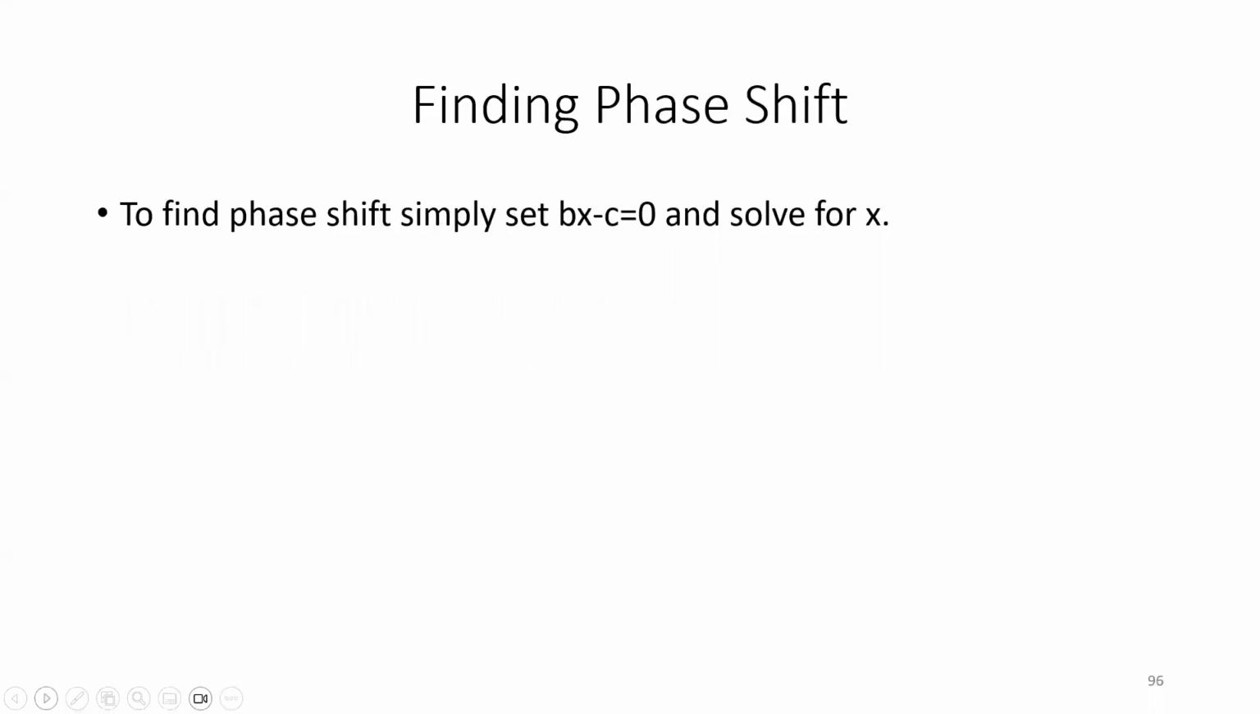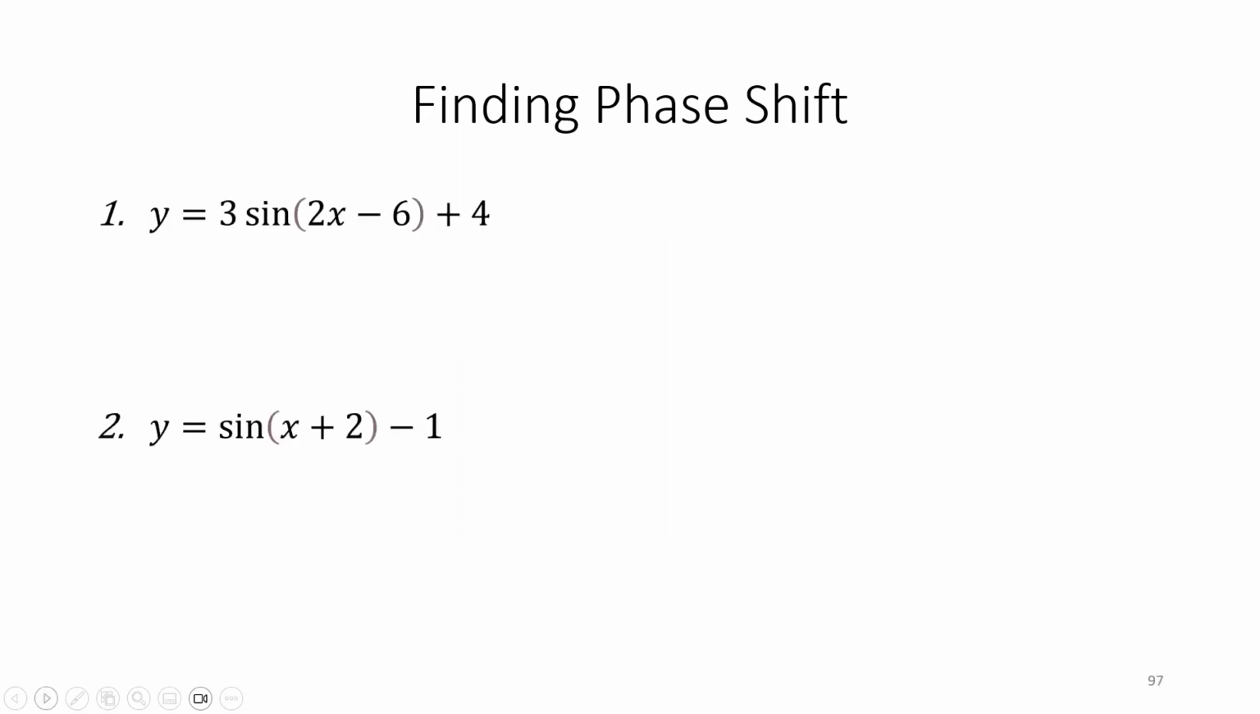Okay, to find the phase shift, you simply set bx minus c equal to 0. So it's whatever is in the parentheses: set it to 0 and solve for x. Let's look at an example. We have two examples: find the phase shift.